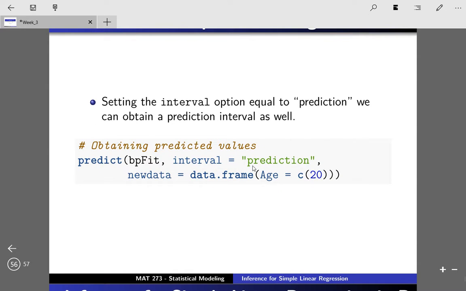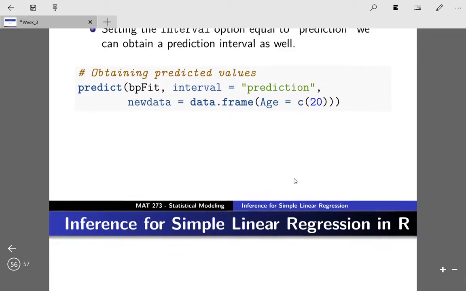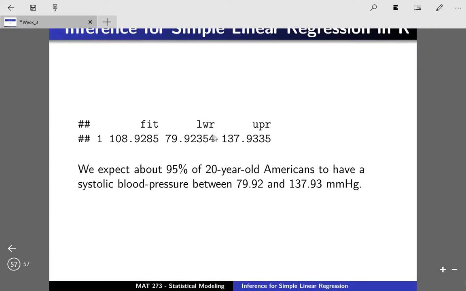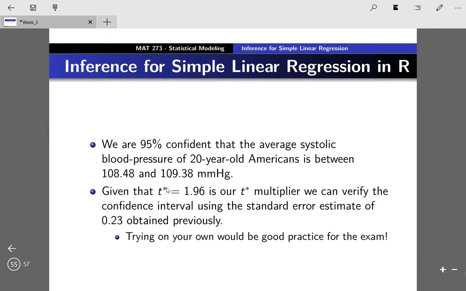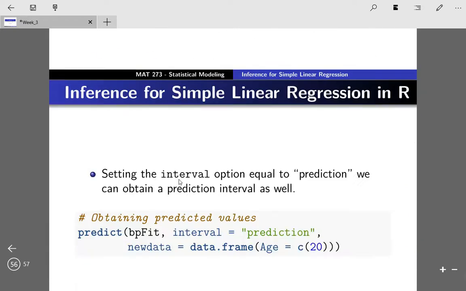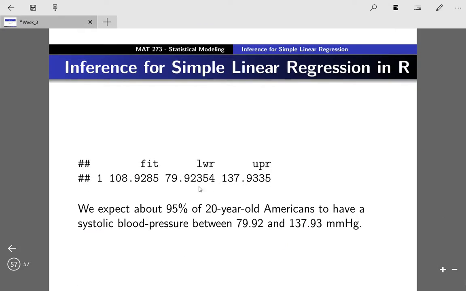All right. Oh, yes. Okay, I was right. And prediction is the option for the prediction interval. And so here we can see using R, we get a much, much wider range. So before, it only went from 108 to 109 for the 95% confidence interval. Now it's 79.9 all the way up to 137.9. So this range is so wide.